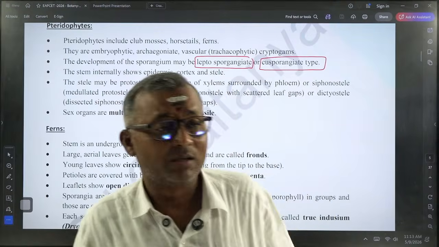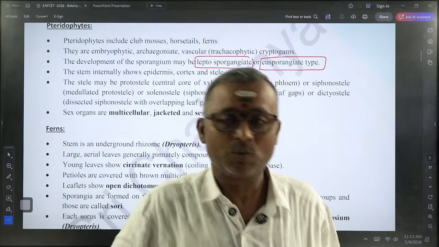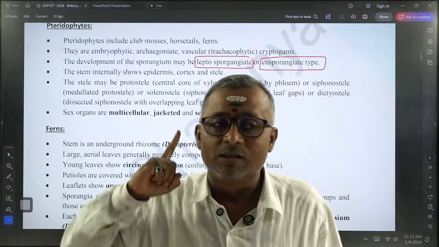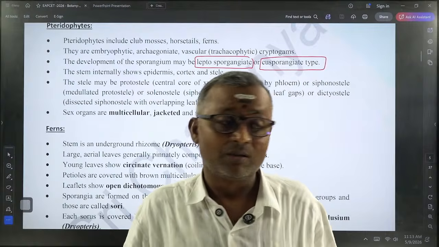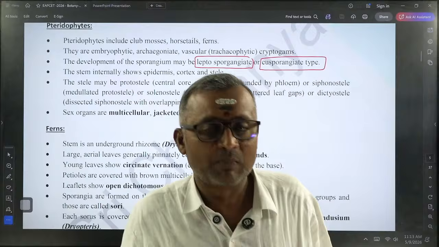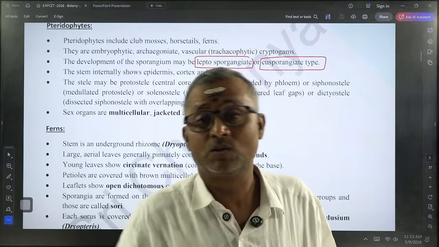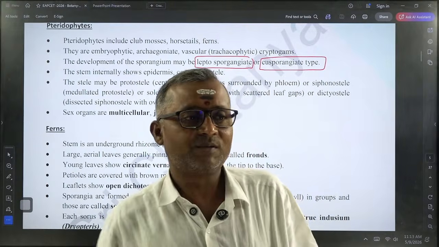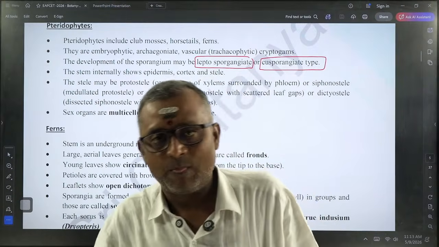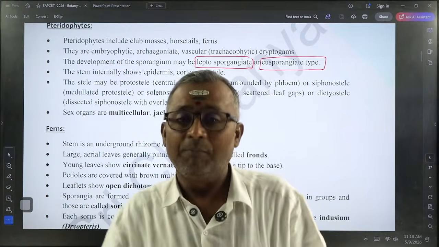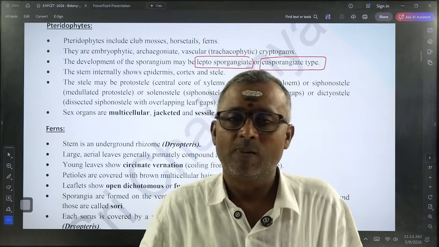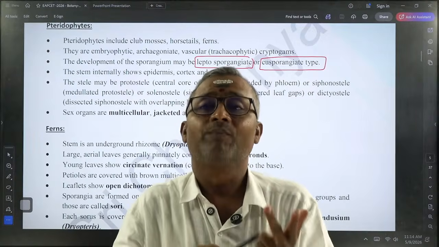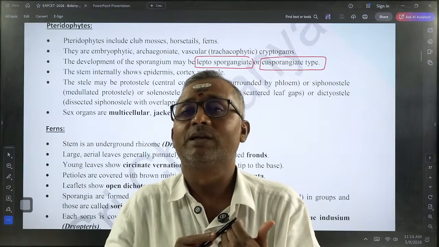Now, as we discussed already, these plants are tracheophytic in nature, they have a vascular system. So they have a stele, and very important, the pteridophytes exhibit stelar evolution. That means the types of steles present in the stems of these plants are entirely different, varying from group to group. In one group of plants you can find one kind of stele, in another group a different kind. On the basis of stelar organization there are actually 6 types, but in our state book they mentioned 4 types: protostele, siphonostele, solenostele, and dictyostele.